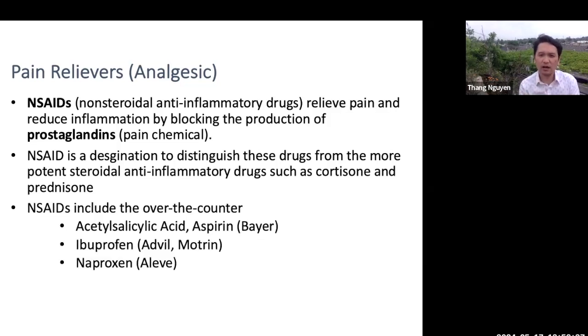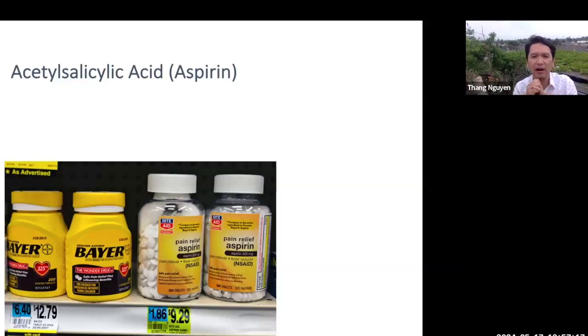Some of these over-the-counter NSAIDs include things like acetylsalicylic acid. Another easier word for that is aspirin, and you can find that in generic form or in the brand name of Bayer aspirin. The second drug we'll talk about is ibuprofen. That's again the generic term for Advil and Motrin. And the last one of the NSAIDs is naproxen, which is generic for Aleve. So first, let's talk about aspirin.